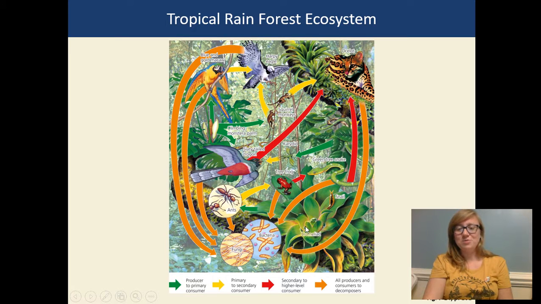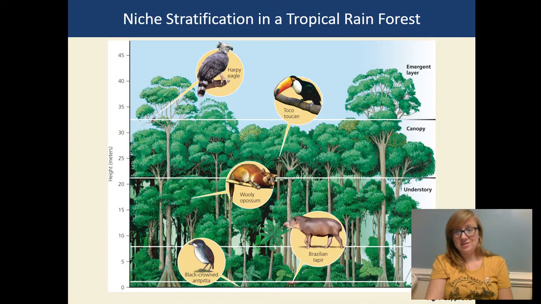Another cool thing is some of these bromeliads can collect water, and this will create little microhabitats for things like the snail or this tree frog. Very cool, very cool. So we'll come back when we talk about niche stratification about how busy and important this is, which is not today.